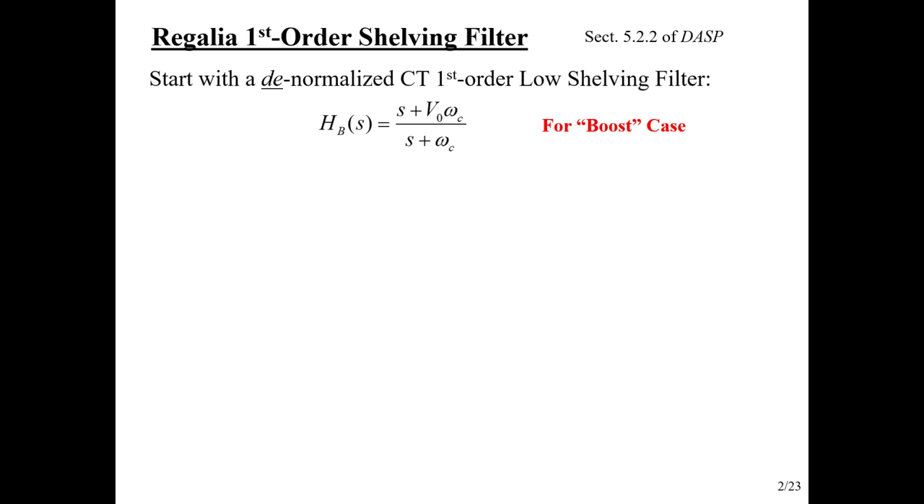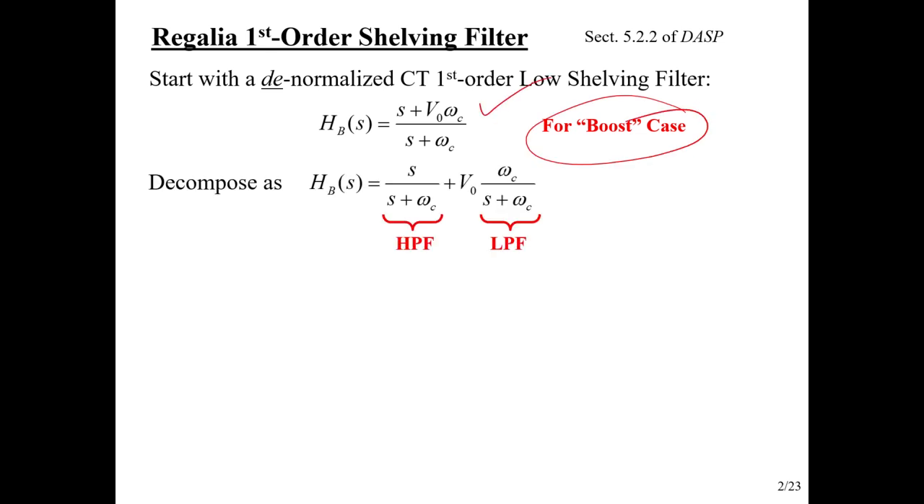And so we're going to start with our denormalized continuous time shelf filter, first order low shelf filter, and we'll do it for the boost case. So that's what we came up with before for the continuous time version of that. But we now know how to take something and break it down into high pass and low pass. That's just pure algebra. So nothing new there. We're just doing a little bit of algebra.